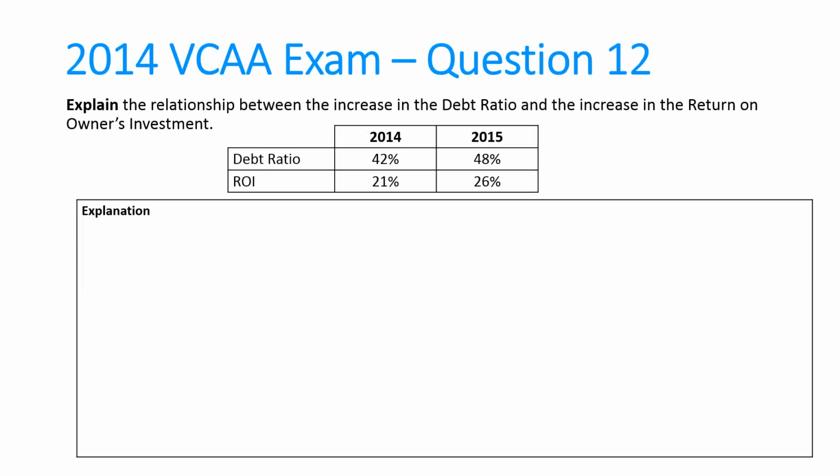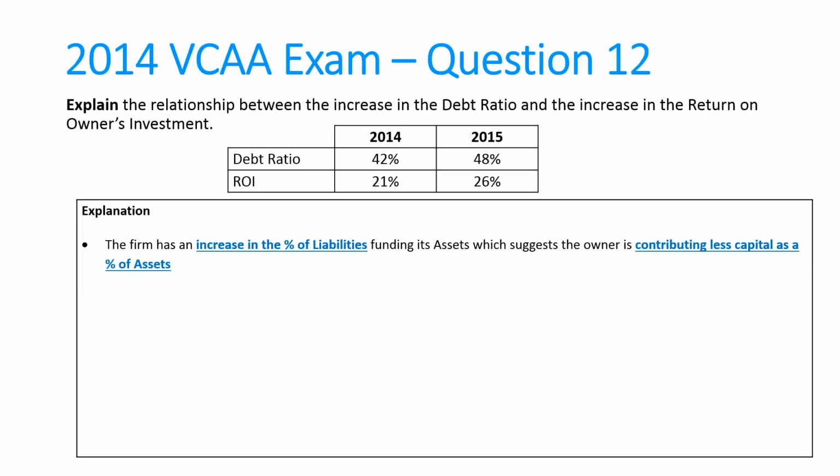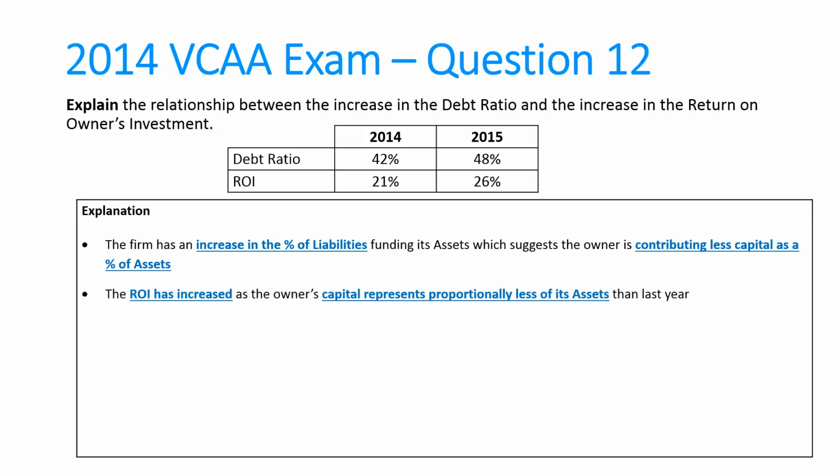So in terms of our answer, what could we write? Well, we only need 3 points, so I've got 4 here. Why don't we mention that the debt ratio means that the percentage of liabilities funding assets has increased, so the owner is contributing less capital. That must mean that ROI has increased because we've got the same net profit, but it's based on lower capital. So by definition, that will increase that ratio.